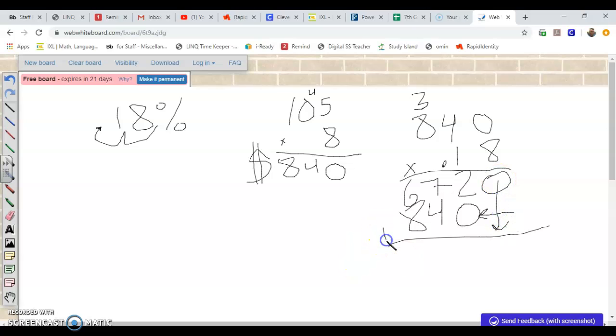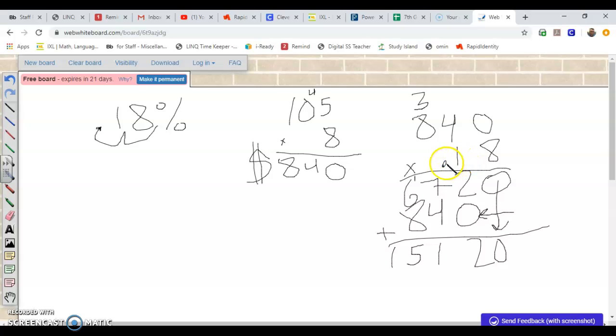Alright, don't forget that that is addition. 2 plus 0 is 2, and there's that 0. 7 plus 4 is 11. Carry the 1. 6 plus 8 is 14. Add the 1 is 15.